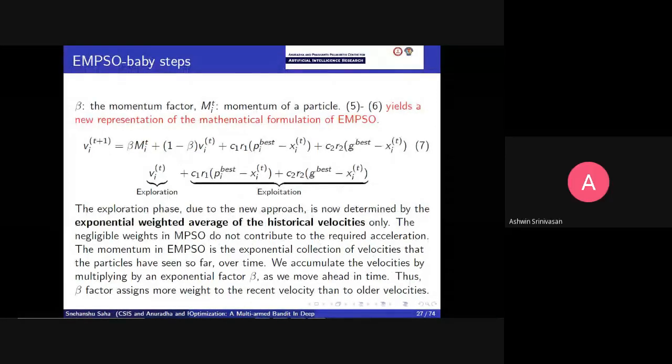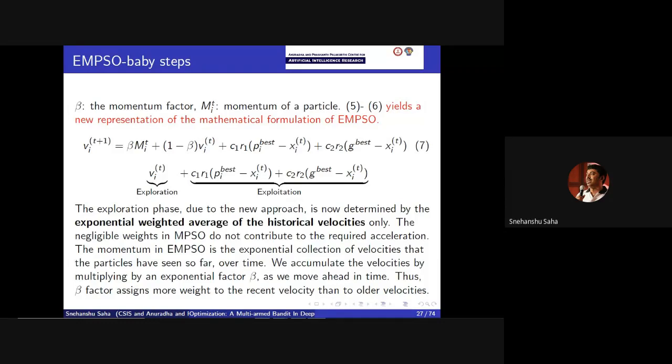We extended that same analysis to EMPSO, and we showed that if the sum of C1 plus C2 is kept between 0 and 2, then the algorithm remains stable.